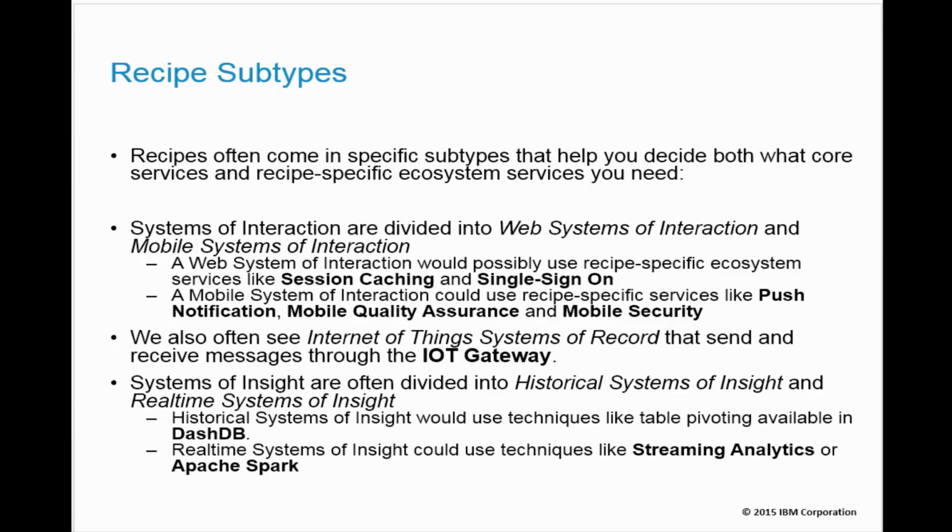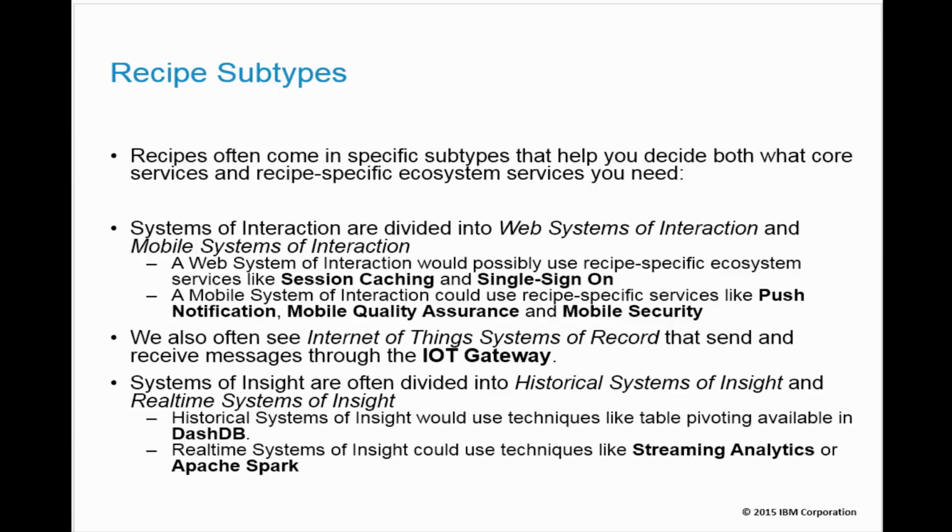So for instance, one thing I've already mentioned is this notion that if you have a system of interaction, there's at least two different types of system interaction you might build. One would be a web system of interaction, to where you're building essentially web pages, and those may be any combination of HTML, CSS, JavaScript, any of the above, or mobile systems of interaction, which may be hybrid applications built on those same technologies, or they may be native applications that are simply communicating to a backend that's built in Bluemix.